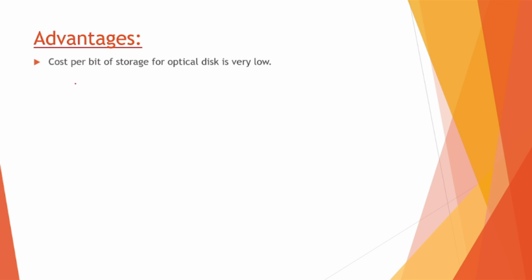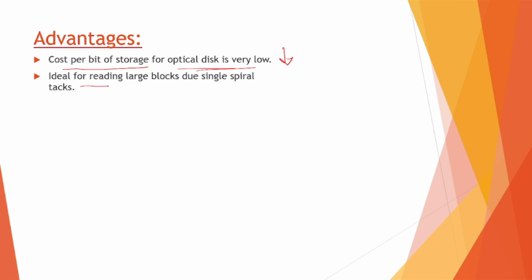Lastly, we will talk about the advantages of these optical disks. First, the cost per bit of storage for an optical disk is very low compared to other secondary storage devices. It is ideal for reading large blocks due to the single spiral track, which I told you about earlier. And it is very lightweight compared to other secondary storage devices.